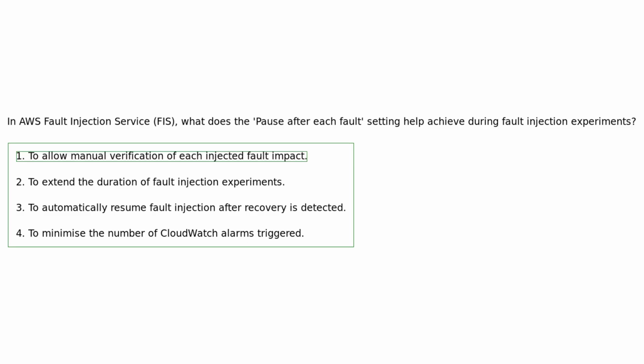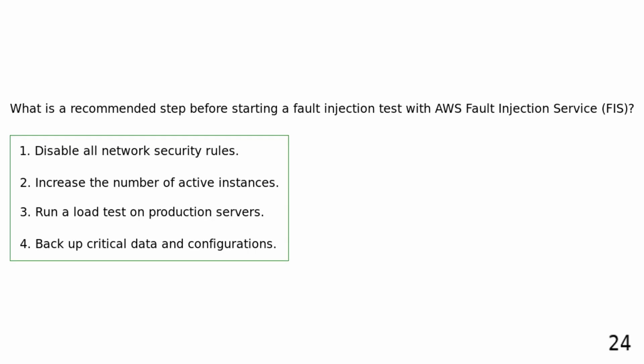The pause after each fault setting in AWS Fault Injection Service helps achieve manual verification of each injected fault impact, ensuring thorough analysis and understanding of system behavior. What is a recommended step before starting a fault injection test with AWS Fault Injection Service? Disable all network security rules. Increase the number of active instances. Run a load test on production servers. Back up critical data and configurations.